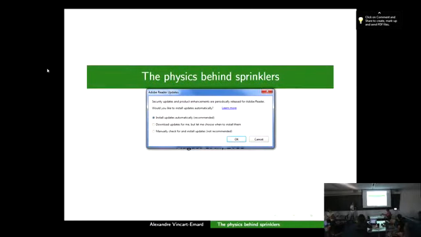Behind sprinklers. There's an Adobe update on the computer.